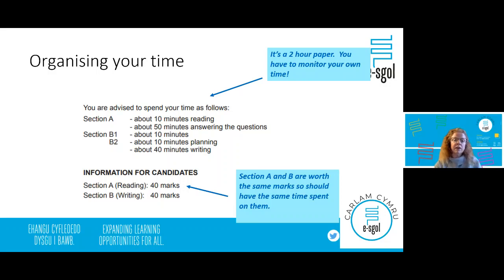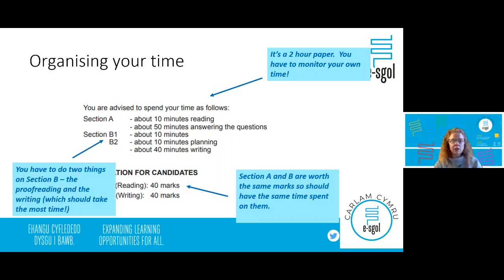So there's 80 marks available for this paper, 40 marks for the reading and 40 marks for the writing. On this paper only, so on Unit 2, you've got 2 things to do on Section B. You've got to do the proofreading first and then the writing. And obviously the writing should take you the most time.